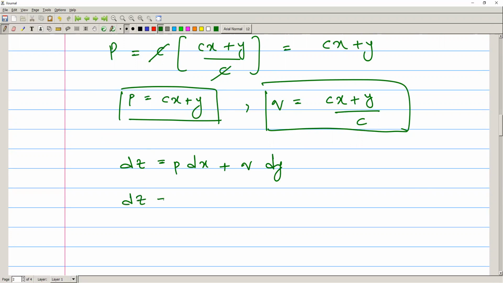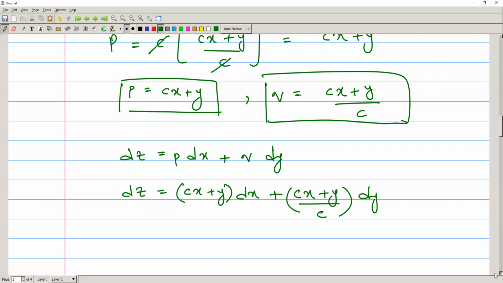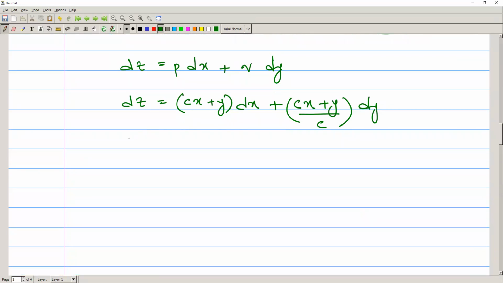So we will apply this p here, that is cx plus y times dx, then q is cx plus y over c times dy. Now I can multiply the whole equation by c to just get rid of c from here. So it will be c times dz is equal to c times cx plus y dx plus cx plus y into dy.